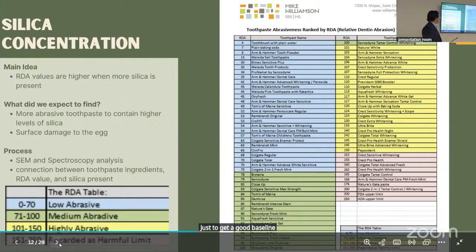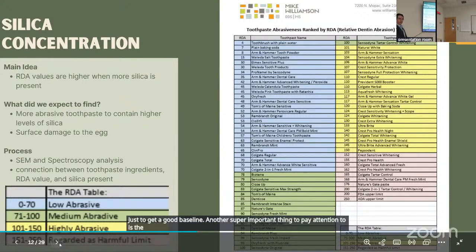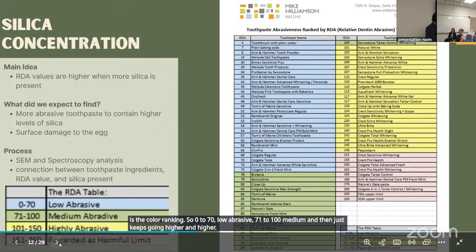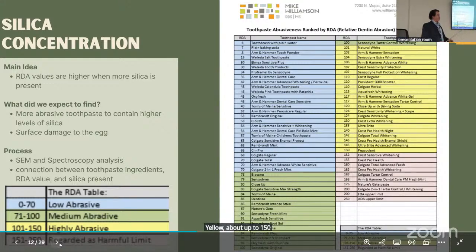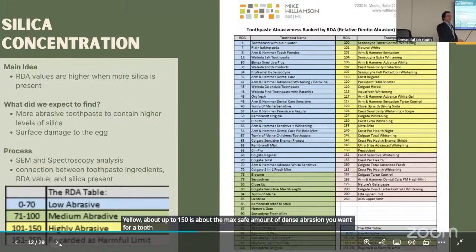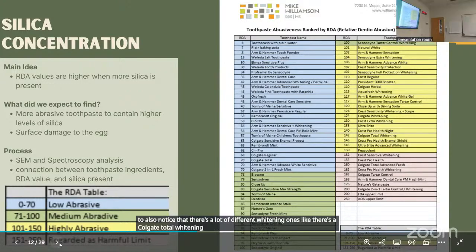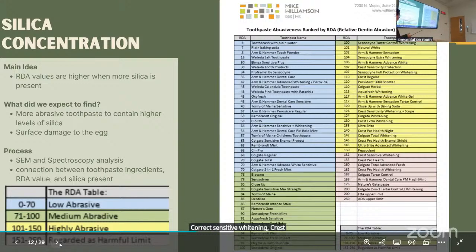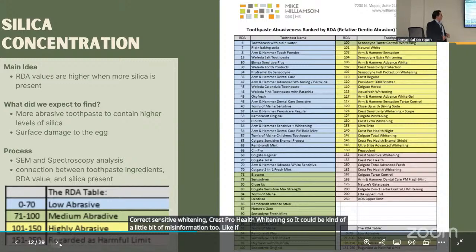Another super important thing to pay attention to is the color ranking. So 0 to 70, low abrasive, 71 to 100, medium, and then it just keeps going higher and higher. Yellow, up to about 150, is about the max safe amount of dentin abrasion you want for a toothpaste, and anything above that is pretty dangerous. So it's important to also notice that there's a lot of different whitening ones, like Colgate Total Whitening, Crest Sensitive Whitening, Crest Pro Health Whitening. So it could be a little bit of misinformation too. If you're looking for a whitening toothpaste, you might be getting one that's in a dangerous zone versus one that's maybe more medium abrasive or highly abrasive.